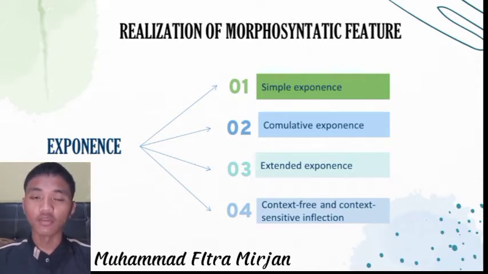B. Cumulative exponents refers to the expression of more than one morphosyntactic feature mapping on a single form. It can be seen in the features of verbal inflection: person, number, tense, mood, voice. In other words, it inflects the subject-object agreement. And C. Extended exponents: a single morphological feature is realized discontinuously, in more than one form.